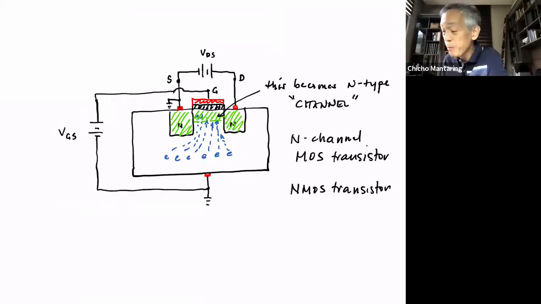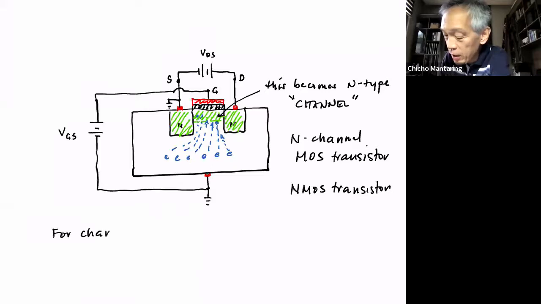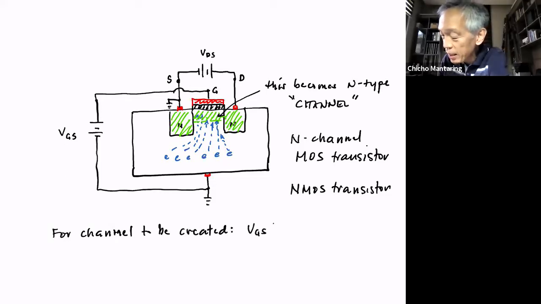However, for a channel to be created, VGS has to exceed a certain threshold voltage. So VGS should be greater than or equal to a certain threshold voltage, which we will call VTH. And this is the threshold voltage of the MOS transistor.